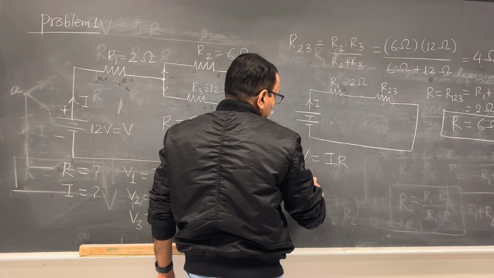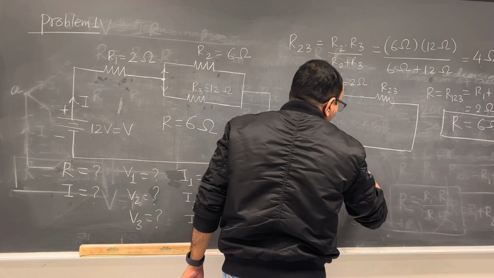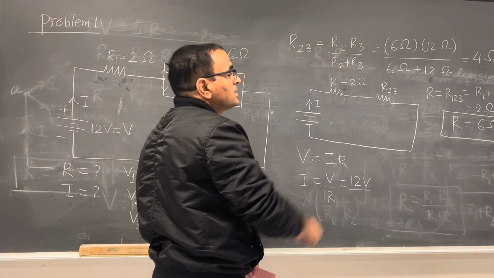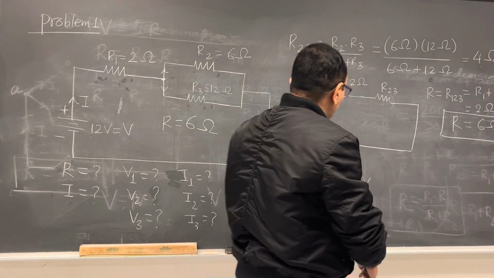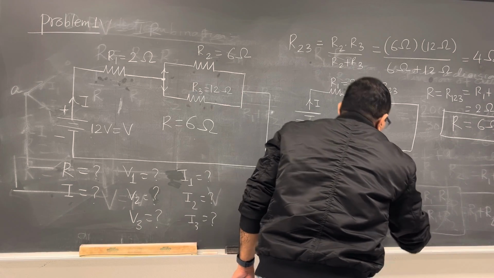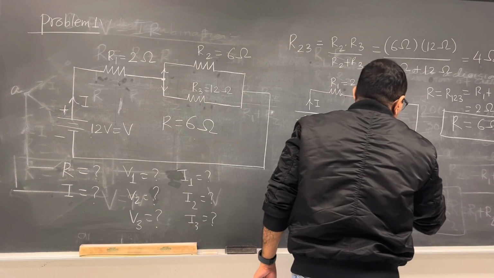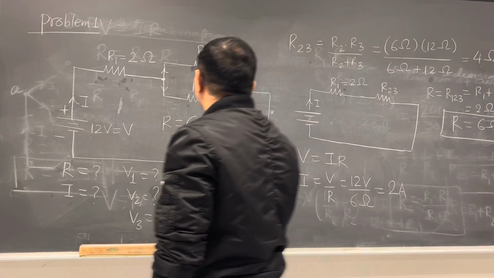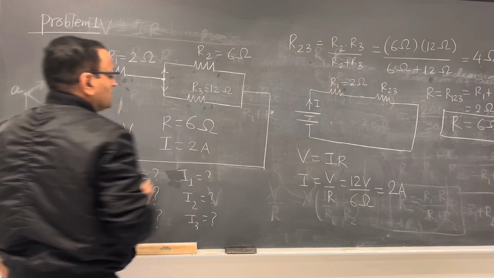Therefore your I is V divided by R. Total voltage is 12 volt, and the total resistance, we just calculated, is 6 ohm. So write down 6 ohm. Then from here you get 2 volt per ohm, which is ampere. You can write down 2 ampere. Therefore the total current in the circuit I is equal to 2 ampere.